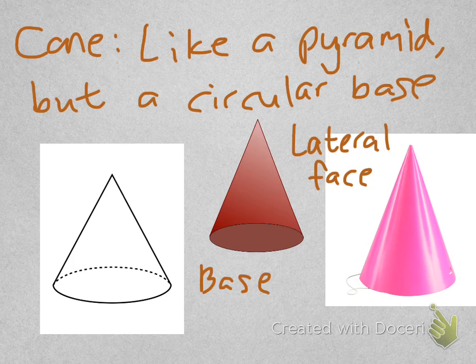So a cone is pretty much just like a pyramid, except it has a circular base. Same concept. So we have our base here, at the bottom. The base is a circle. Your lateral face is just one big face that goes around the edge. You don't have multiple faces. It's just one continual piece. Okay?